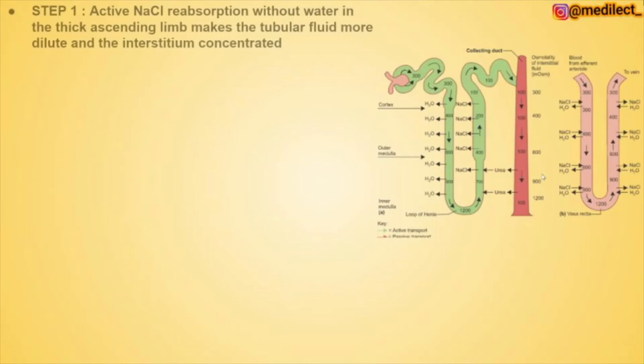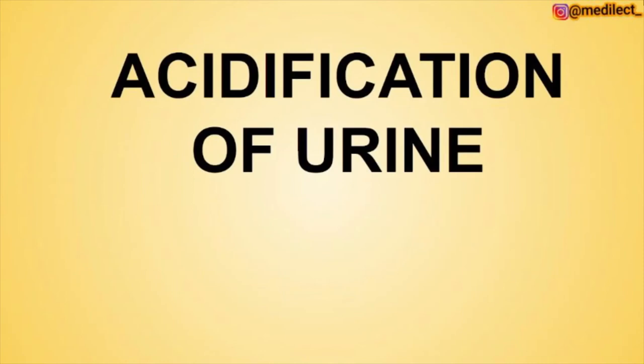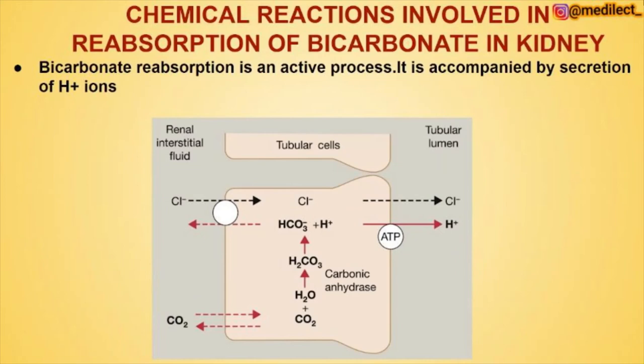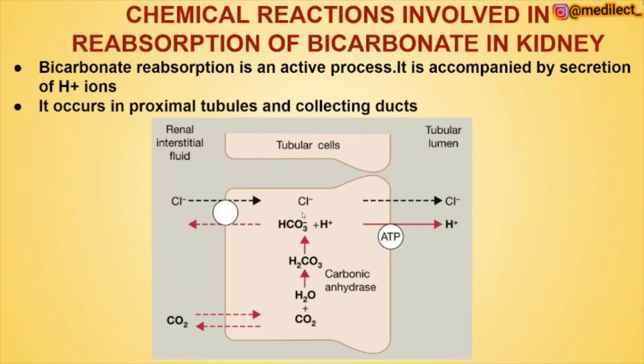Now, acidification of the urine. Chemical reactions involved in the reabsorption of the bicarbonate in the kidney. Bicarbonate reabsorption is an active process. It is accompanied by the secretion of the H plus ion, as you can see in this diagram. It occurs in the proximal tubules and the collecting ducts.